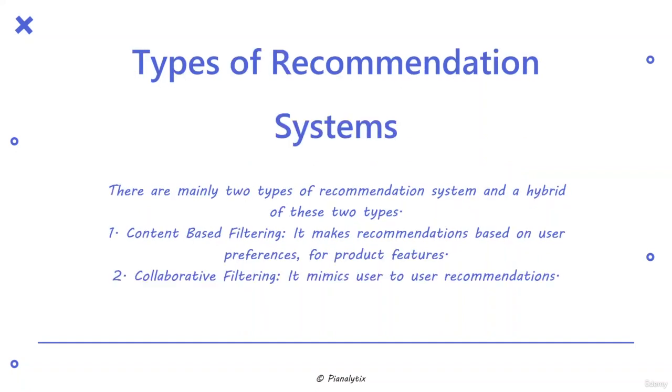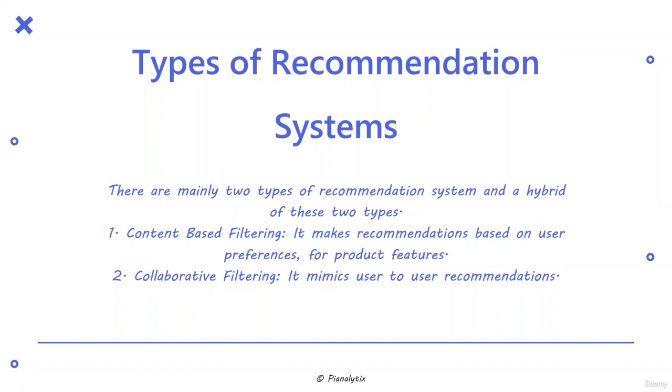So this is a brief about the types of recommendation systems that exist. There are mainly two types, and then there's a mixture of both types. The first type is content-based filtering systems. It makes recommendations based on user preferences for product features. This type of filtering is dependent upon users and their behavior.